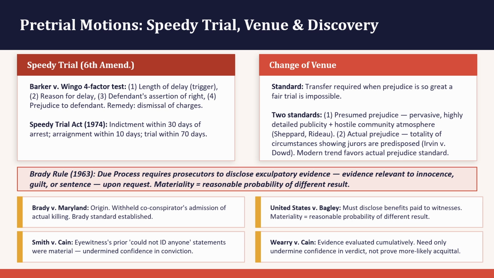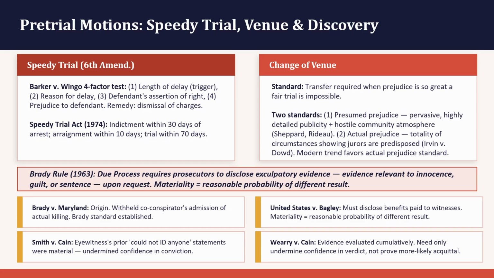Three of the most important pretrial motions are the speedy trial claim, change of venue, and Brady discovery. The Sixth Amendment right to a speedy trial traces to the Magna Carta. The remedy, dismissal of all charges, is so drastic that courts are reluctant to find violations. In Barker v. Wingo, the Supreme Court identified a four-factor balancing test.